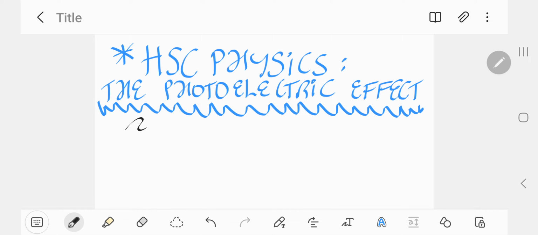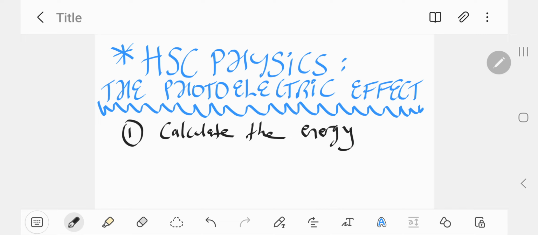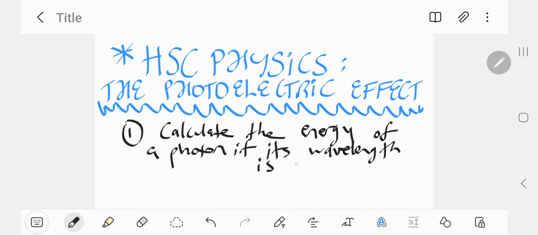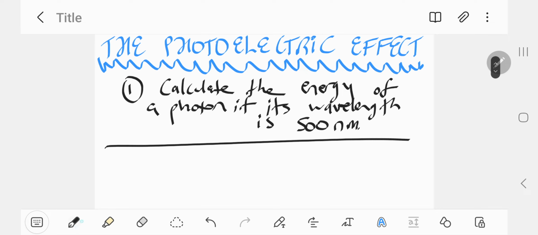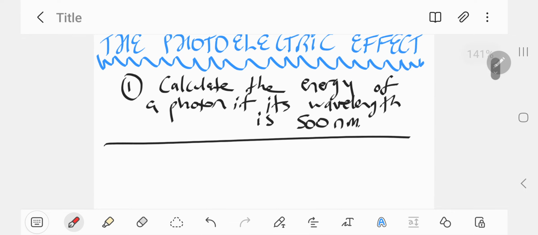So I'll start off with this typical problem here. Suppose you need to calculate the energy. These aren't from any particular paper, they're just questions that I've come across over the years, and they seem to pop up every now and then. So calculate the energy of a photon if its wavelength is 500 nanometers. So that's our question there.